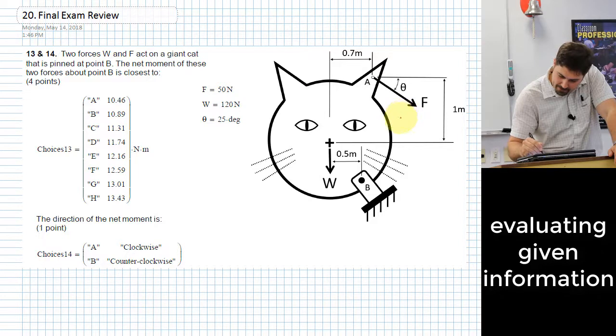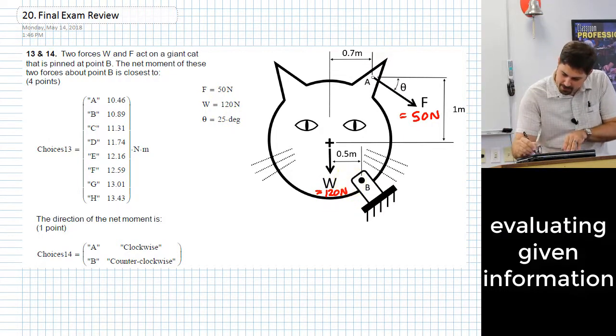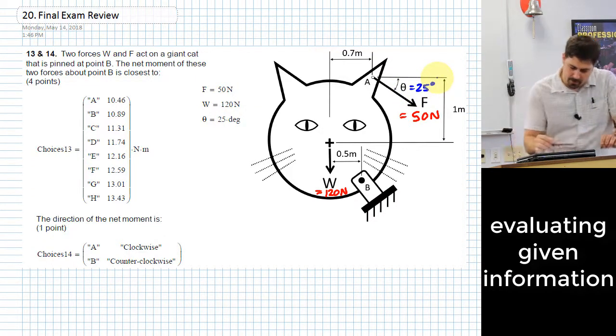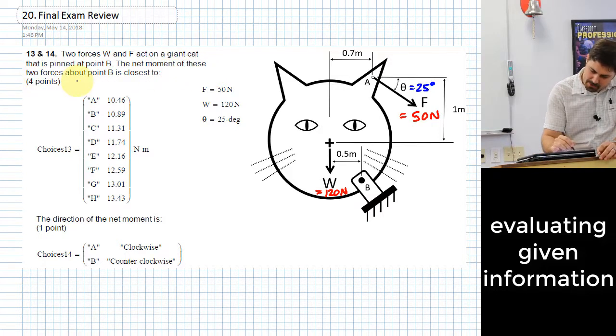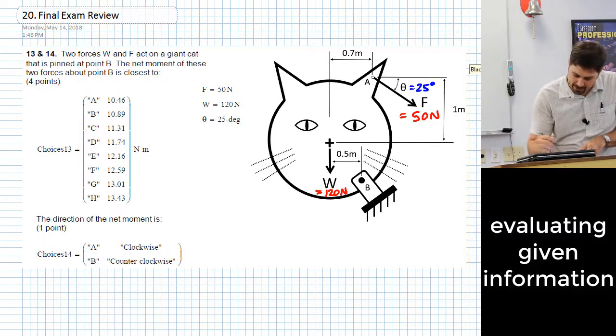So we have F is equal to 50 newtons, and W is equal to 120 newtons. Theta right here is equal to 25 degrees. What it's asking for is the net moment of these two forces around point B. So we'll figure that out.